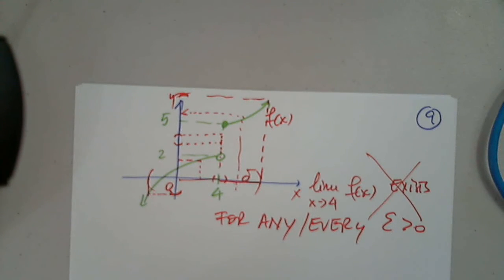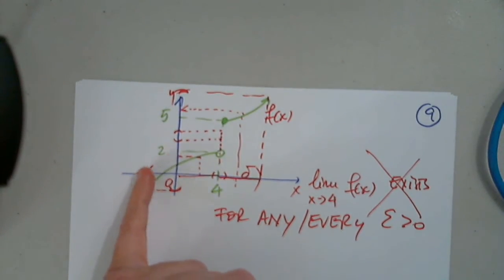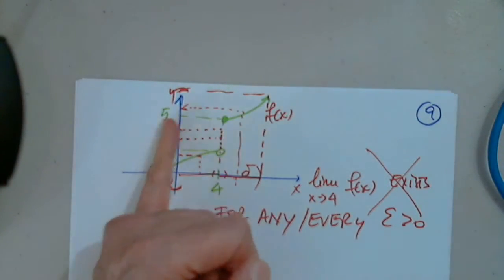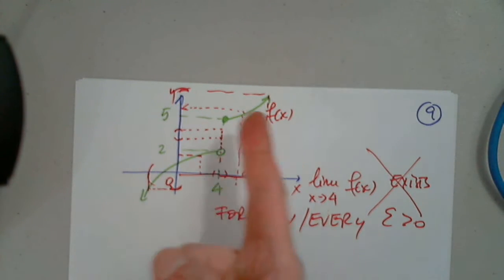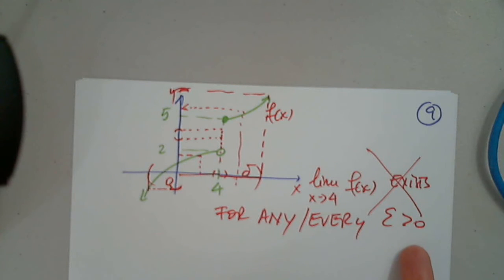And as you see, the limit does not exist from either side. It exists from the left and from the right. From the left is 2, from the right is 5. The function value is 5, which we don't care about when we calculate the limit. But the limit does not exist because I cannot show the mechanism for every possible epsilon, as big as you want, as small as you want.